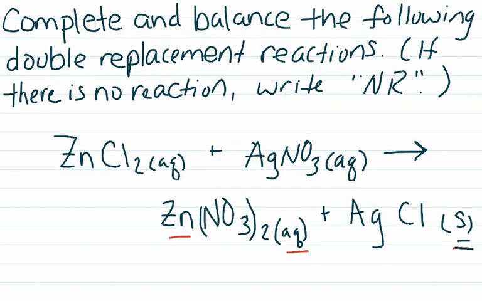On the product side of the equation, we have 2 nitrates. So that means that we need to have 2 on the reactant side, but we only have 1. So we'll put a 2 here. But now we have 2 silvers over here on the reactant side, so we've got to put 2 silvers over here. Now we have 2 chlorines, but we also have 2 chlorines over here. Now we have 1 zinc here and 1 zinc here, so that equation is balanced.